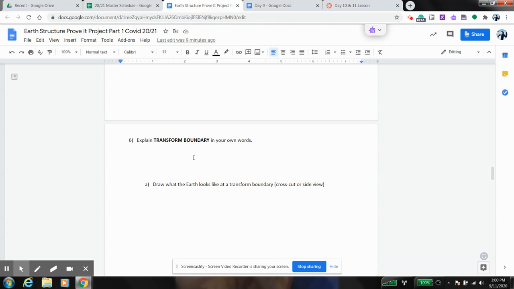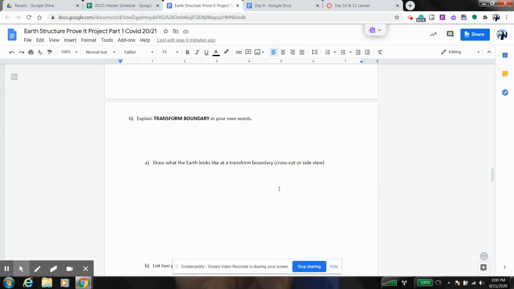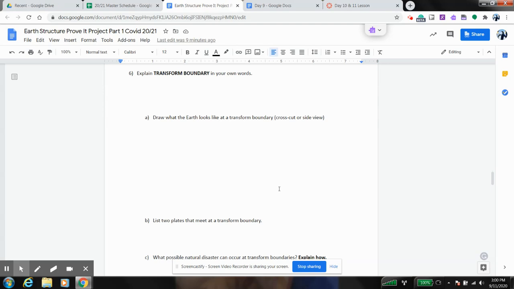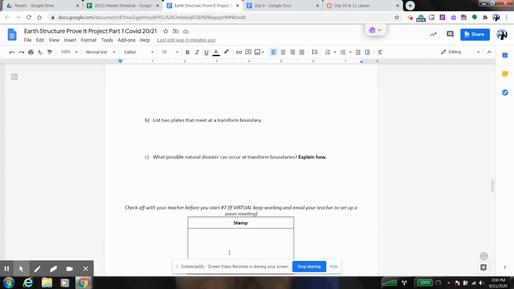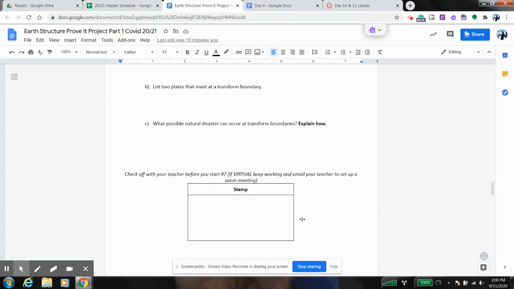So your transform boundary, explain it in your own words. Draw what the Earth looks like at a transform boundary, crosscut or side view. You're going to list 2 plates that meet at a transform boundary. Again, actual names of tectonic plates. Again, what possible natural disaster can occur at this form? Explain how. Then, if you're in person, you're going to get checked off.